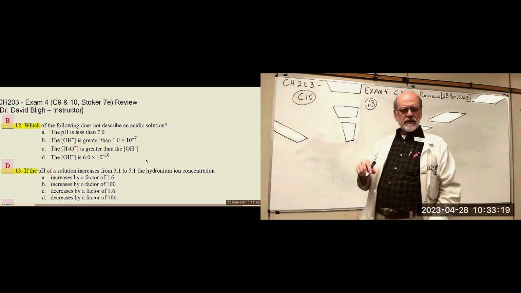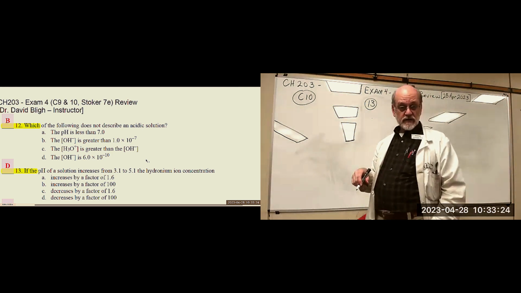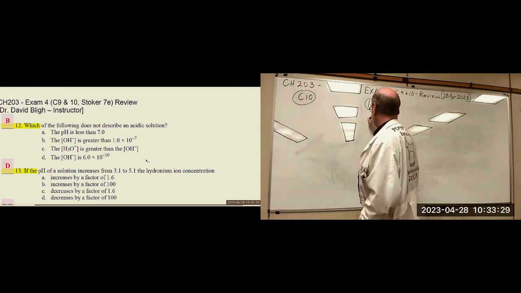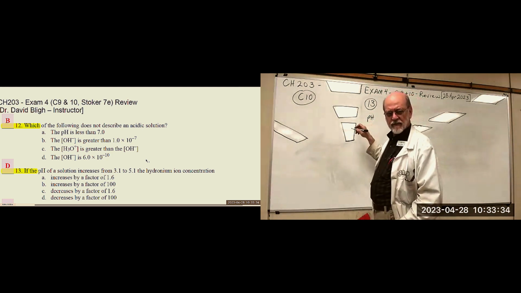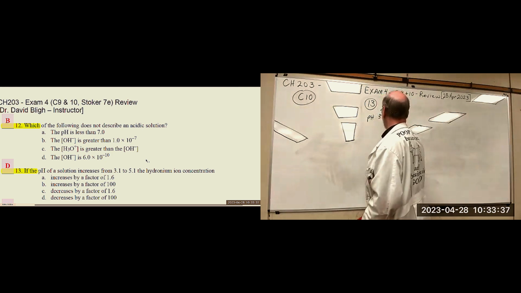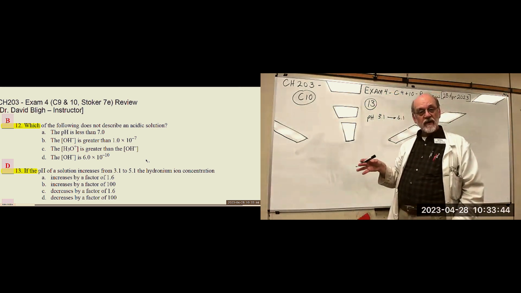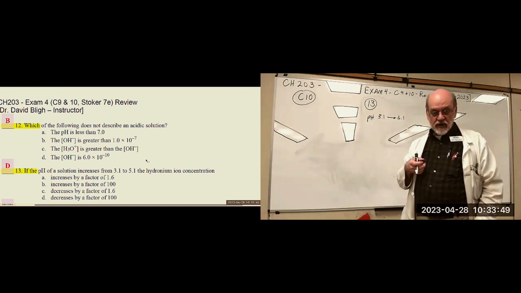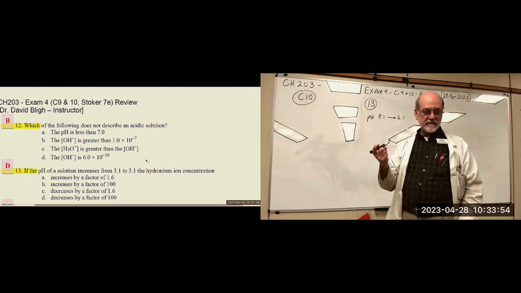If the pH of a solution increases from 3.1 to 5.1, the hydronium ion concentration increases by a factor of what? If we go from pH 3.1 to 5.1, it's becoming less acidic. So the hydronium ion concentration should decrease. So it can't be A and it can't be B because those are increases. So it's either C or D.